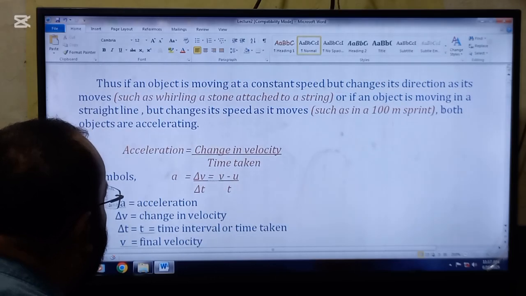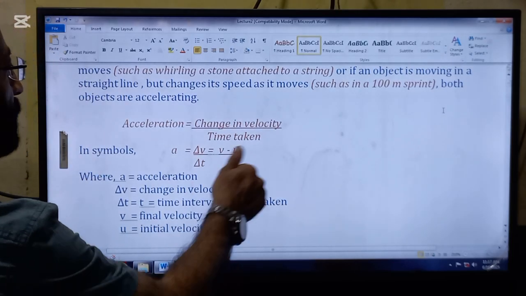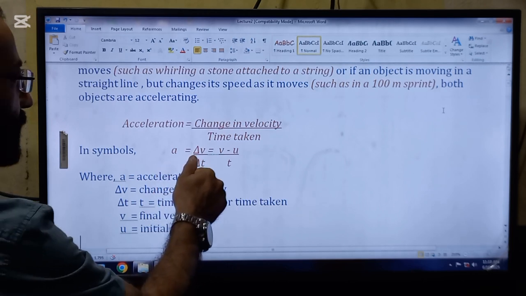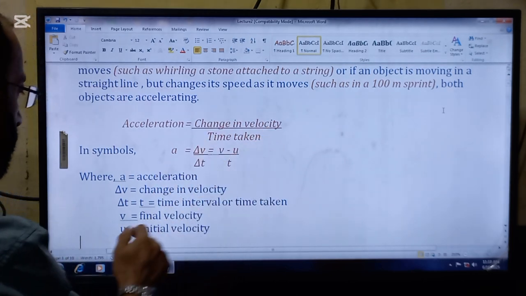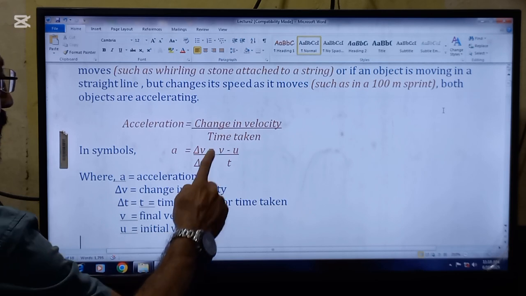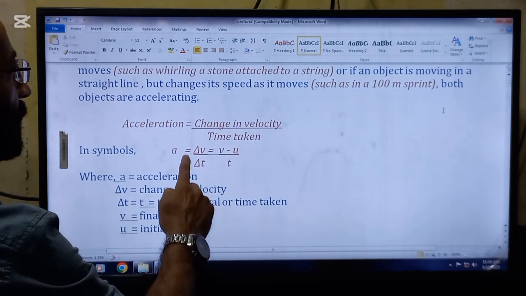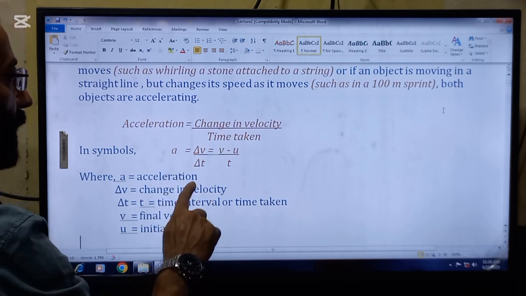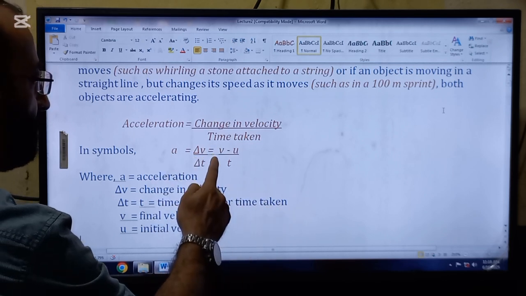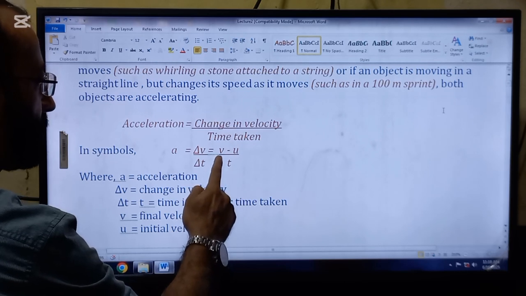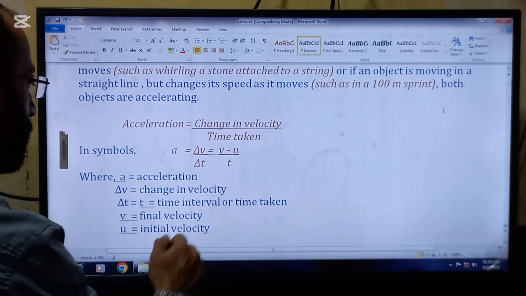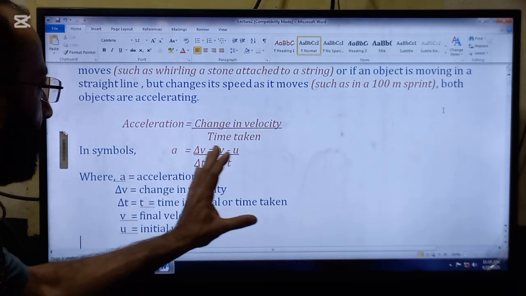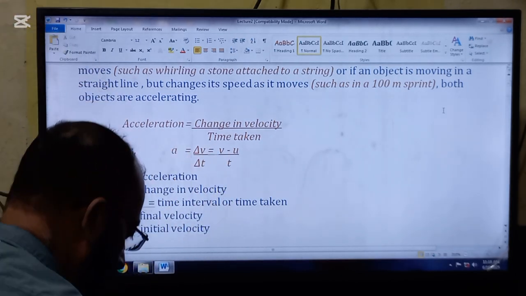A formula for finding the acceleration is change in speed over time taken. So this is the formula, and in simple form, a is delta v over delta t. Delta v is change in speed and time taken is delta t. So a is delta v over t, and delta v is actually final minus initial speed. So a equals v minus u over t. v is called final speed, u is called initial speed. So this is the formula of the acceleration.